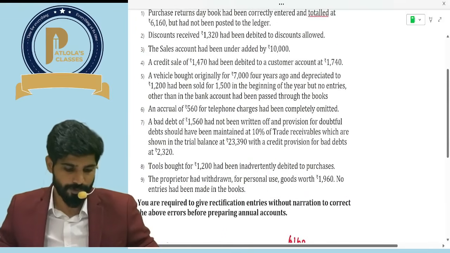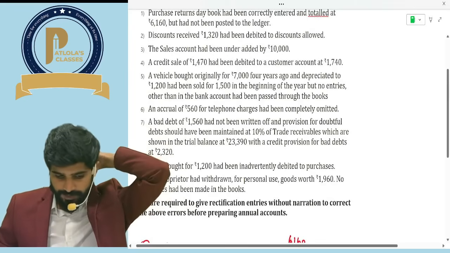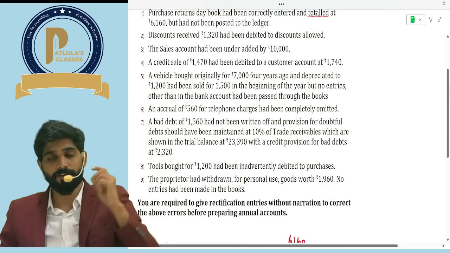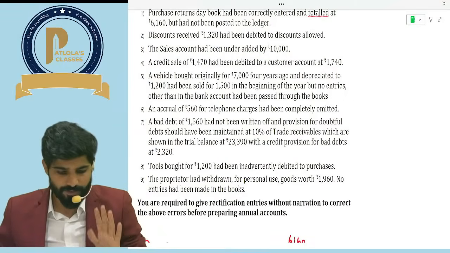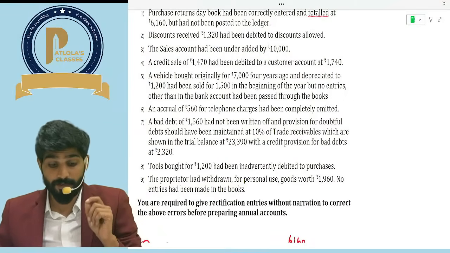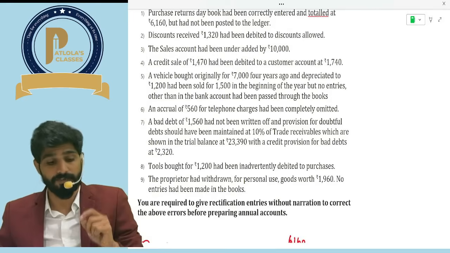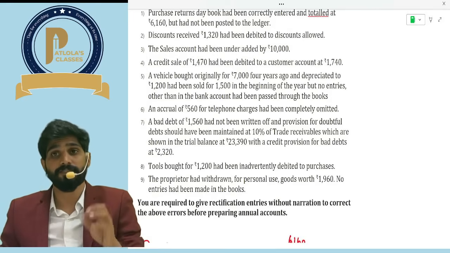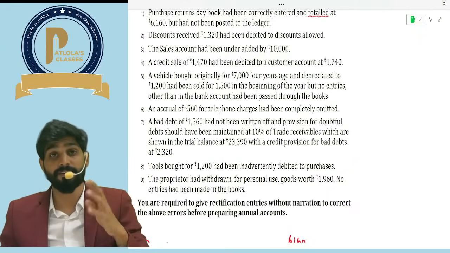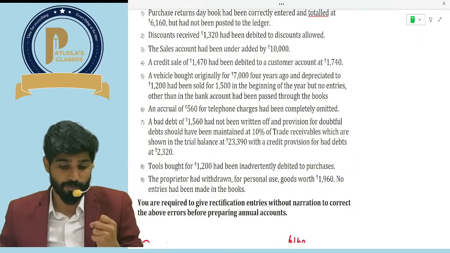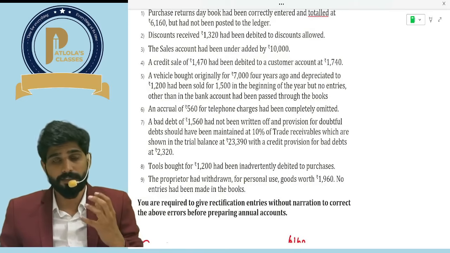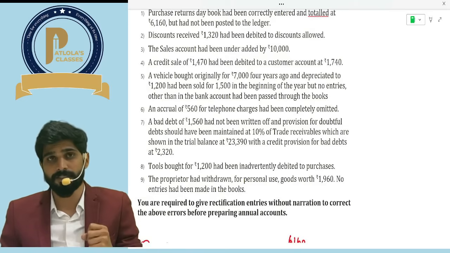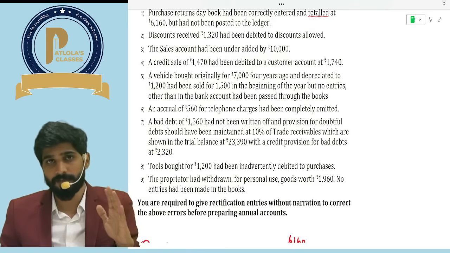Let's get into the fourth one. What is the fourth one? A credit sale of 1470. Whenever you make a credit sale, customer account should be debited. Okay, they have debited, but instead of taking 1470, they have taken how much? 1740. So can I say they have taken more on the debit side? How much more have they taken? 270 they have taken more.